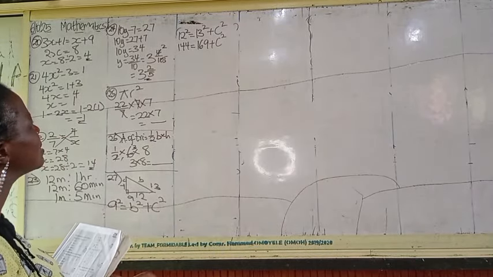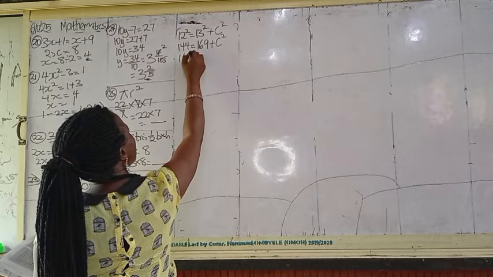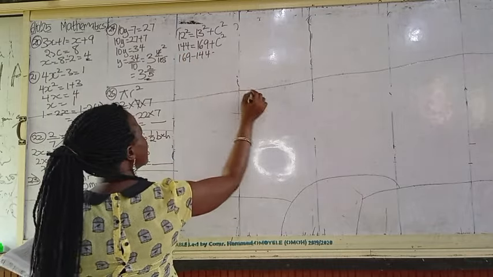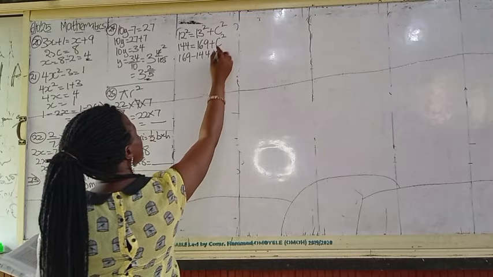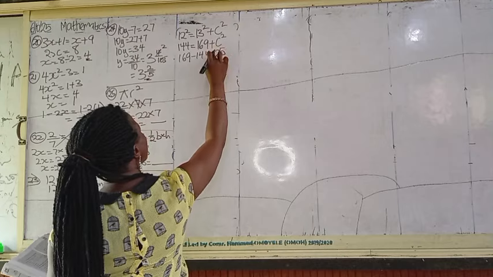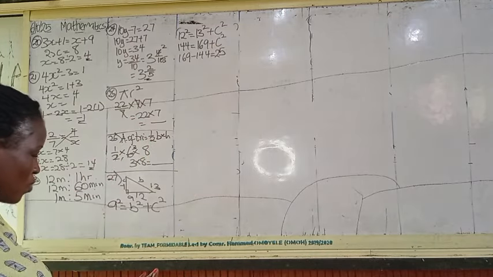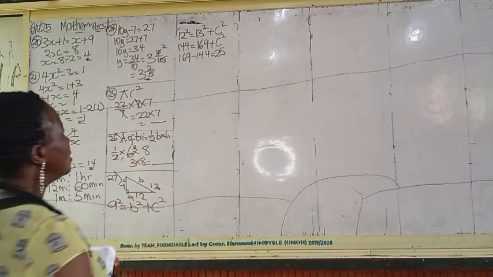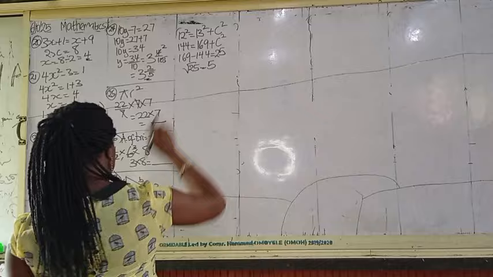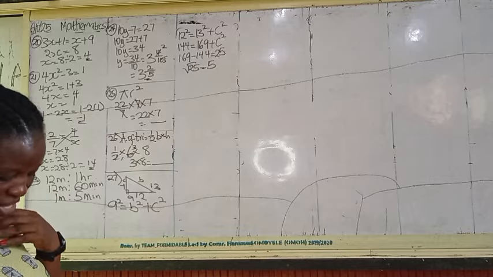So that would be 169 minus 144. 169, this is 5. And this is 2. So we have 22 there. We have 25 there. So that would be square root of 25 to get our C. That would be square root of 25, which is equal to 5. So our C there is 5.